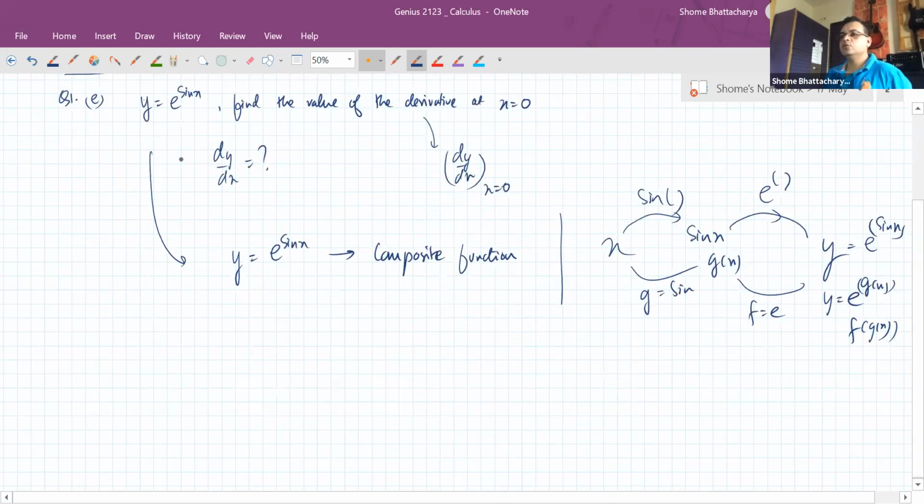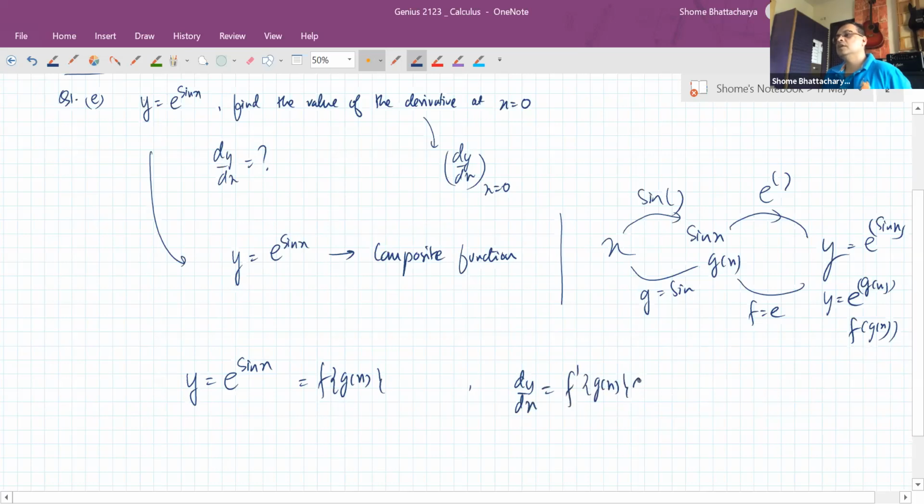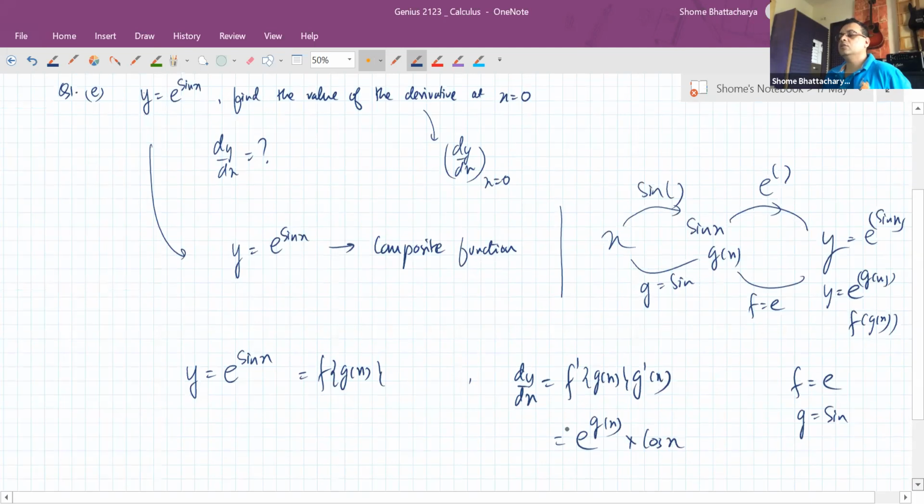Now, for those of you who have practiced composite functions enough, if you express this as f of g of x, then you can understand that the differentiation is f prime of g of x into g prime of x. Here, what is f? f is the exponential function. So what is f prime? It is exponential, so it is exponential of g of x. And what is g? It is sine. What is the differentiation of sine? It is cos, so it is cos x. So you can do it directly like this.